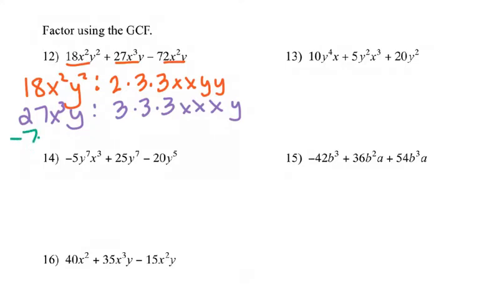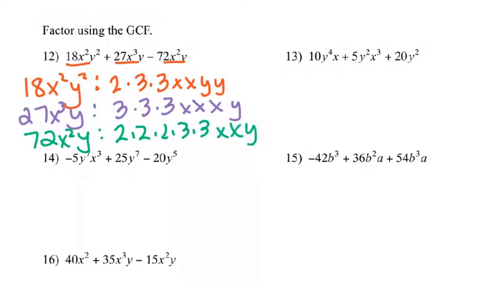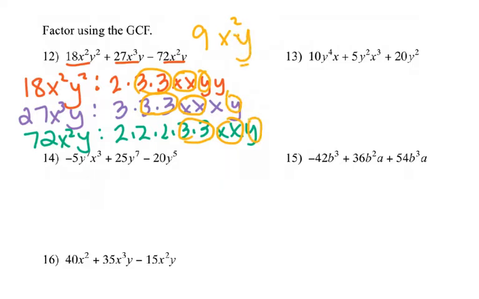And I won't actually worry about the negative part. We'll take care of that in a minute. So 72. And so that's 8 times 9. And then x to the second y. So looking for what do they have in common? What do all three of those have? Well, they all do not have a 2. They all have 3's. Okay, so 3 times 3 is 9. They all have 2 x's. So x squared. And they all have a y. So 9x squared y, that's my GCF.